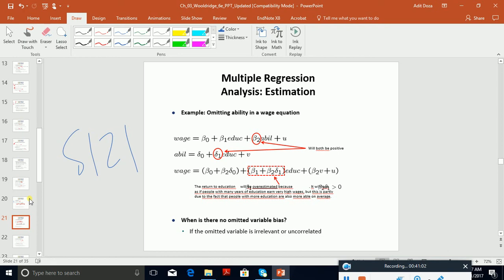You don't write like this. You can just give this equation. Make sure you can write it down in your formula sheet. Okay, slide 21. And just give this example of what happens when there is omitted variable bias.